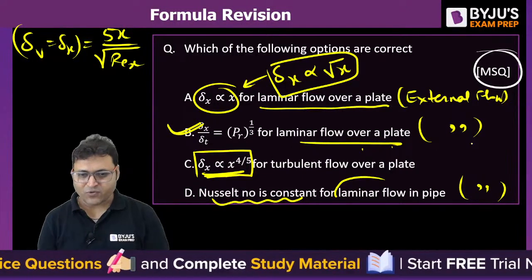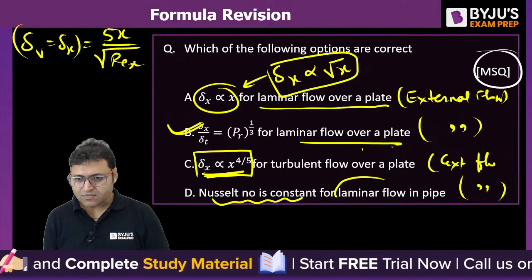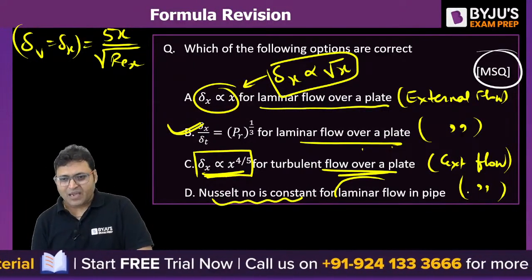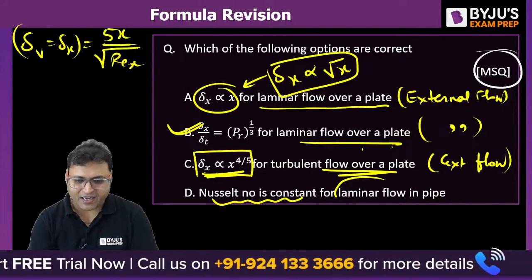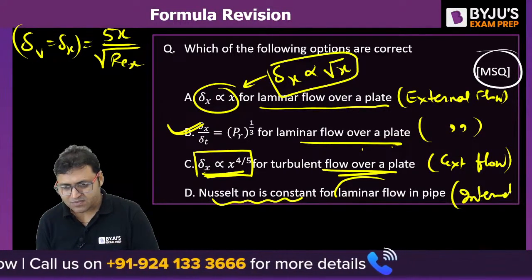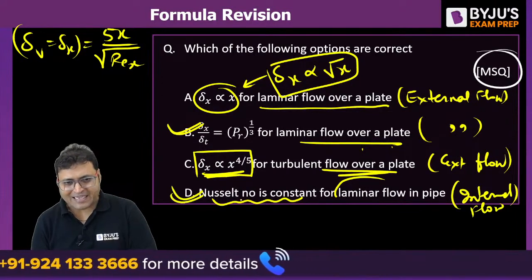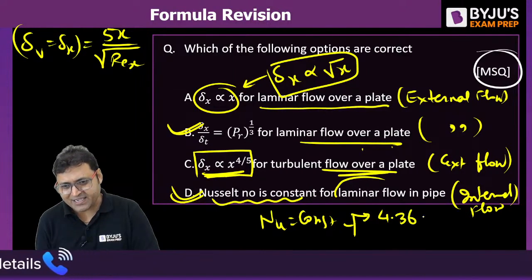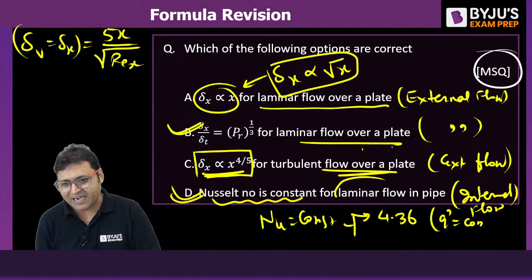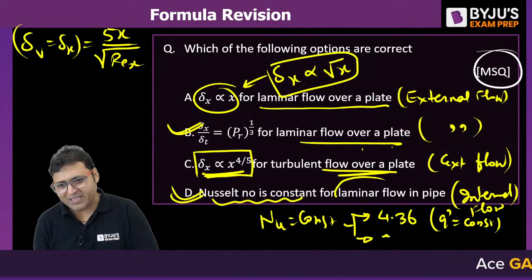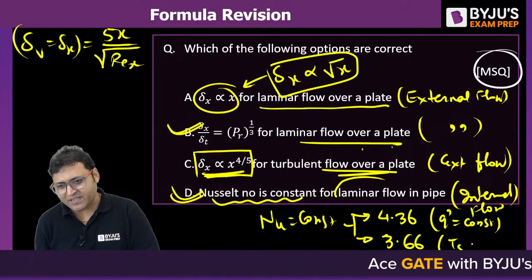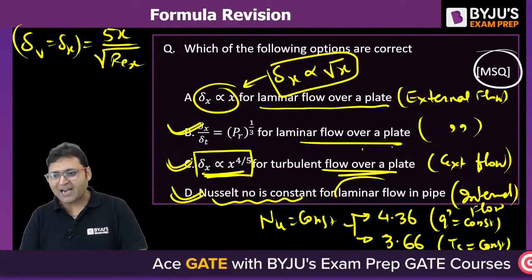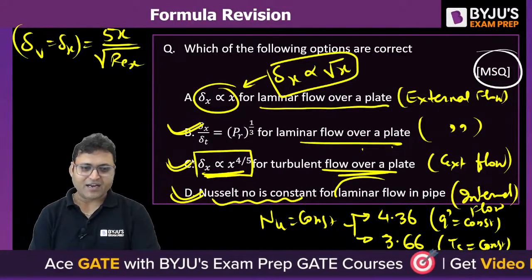This is also external flow. Laminar flow over a flat plate. And this is internal flow. In case of internal flow, Nusselt number is equal to constant. And the value of constant will be 4.36 for constant wall heat flux condition, and the value of constant will be 3.66 if the surface temperature of the pipe is constant. So B, C, D all are correct. B, C and D are correct answers.